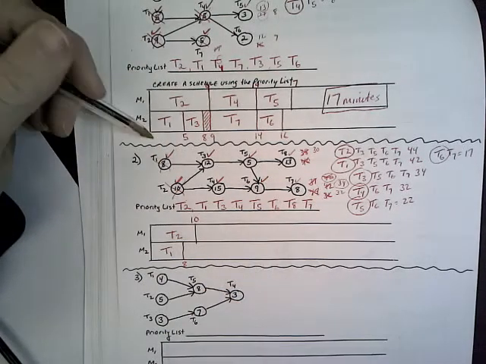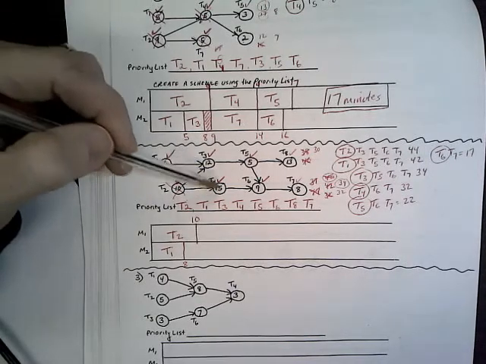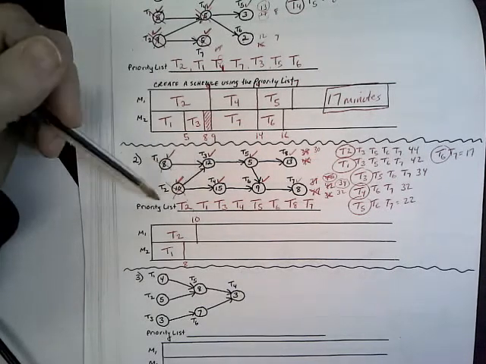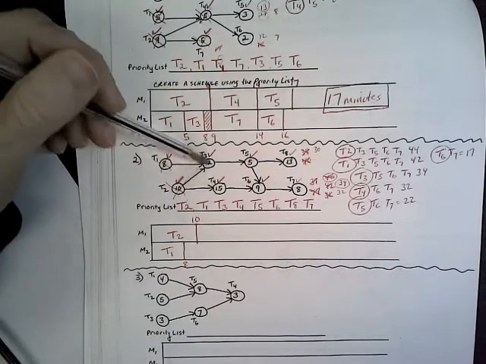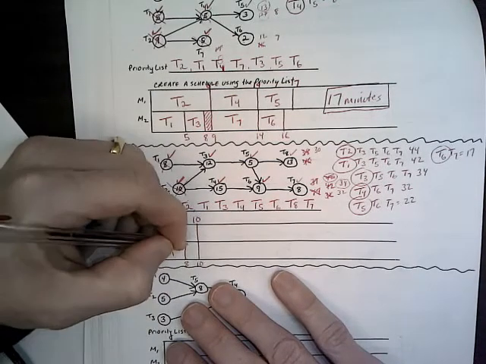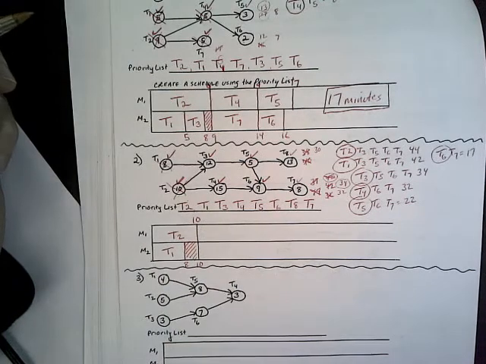Okay? Now, the next two that can go would be 3 and 4. But they're both dependent upon T2 going. T2 doesn't finish until 10 minutes. So neither one of these can start before 10 minutes. So I'm going to have to drop this down. And what that does, it creates 2 minutes of idle time on machine 2.